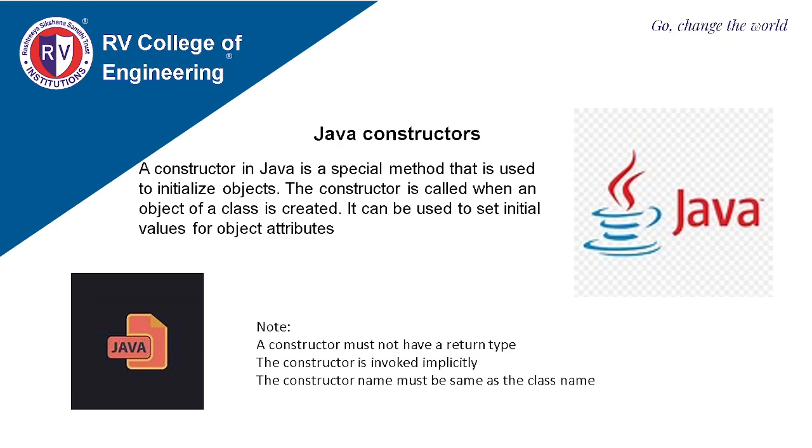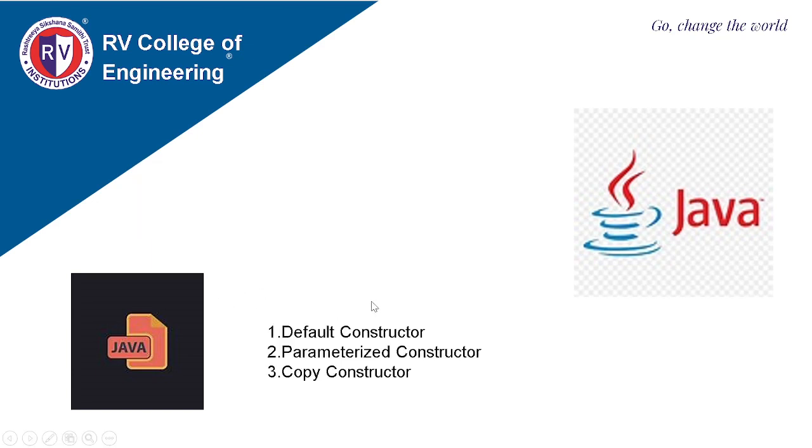The constructor name must be the same as the class name. So whenever you are providing a name for a constructor, that special method, that name should be the same as the class name. Suppose you are creating a Java method, it need not be the same as the class name. This is the constructor.